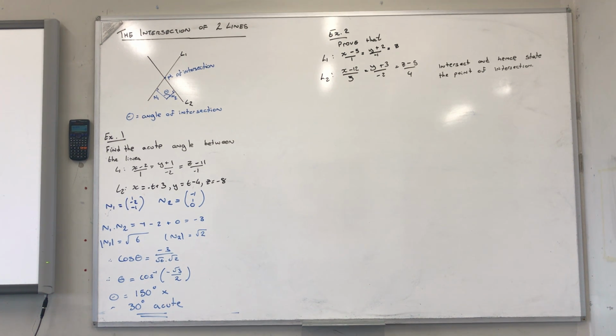So we don't know that they intersect right now, so our method is going to be expressing them in their parametric forms, and then I'm going to create a system of equations which I can solve by simultaneous equations, and if I get a consistent answer, that must mean that they intersect. Okay? And then from that, I'll be able to state the point of intersection.